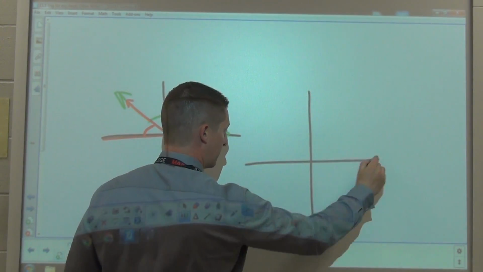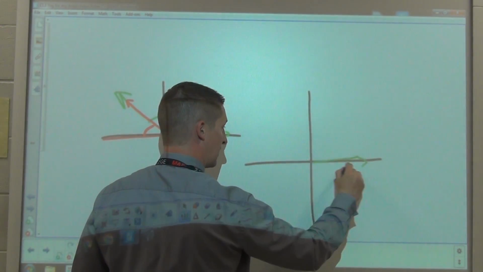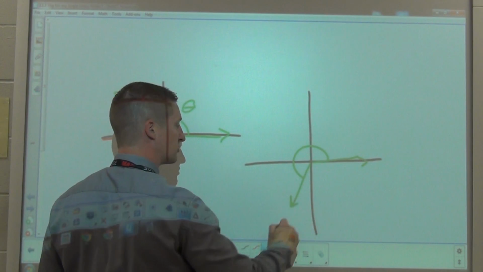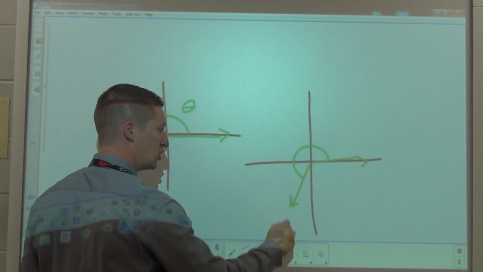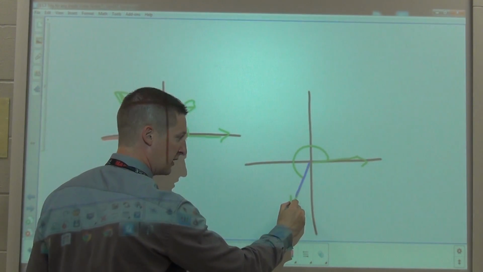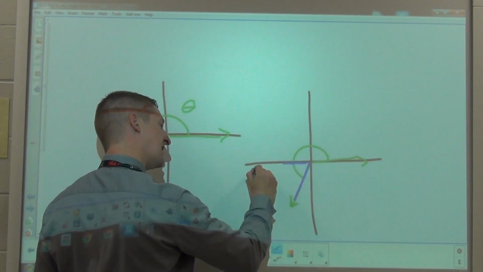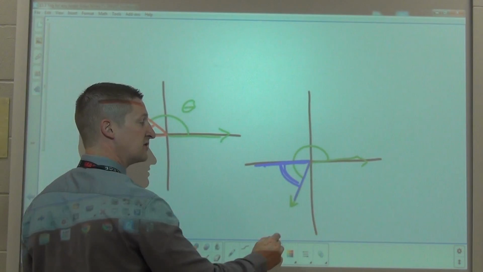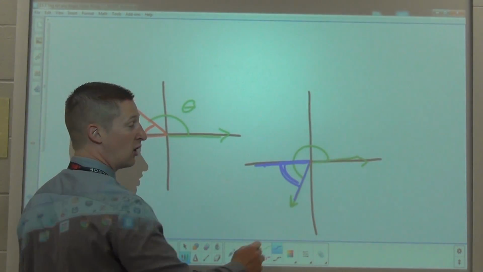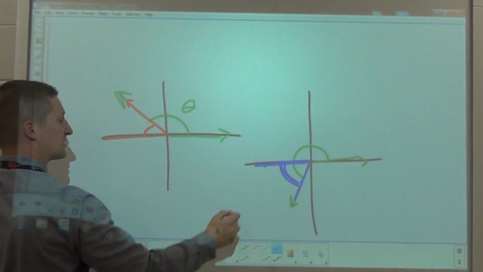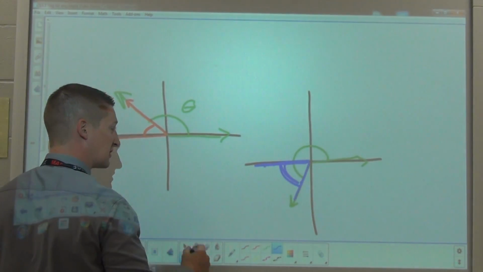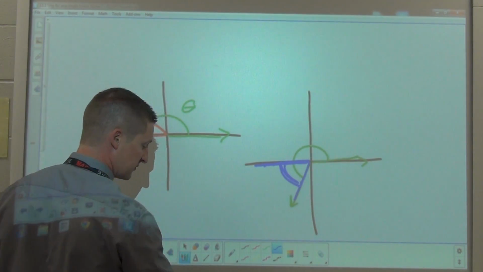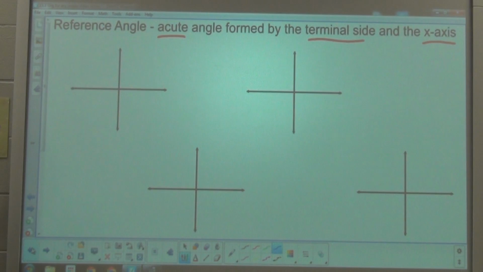Another quick example. Maybe I've got an angle that looks like so. So now the reference angle would be the acute angle formed by the terminal side and not the y-axis but the x-axis. So here would be the reference angle. It's a little bit different, but it's always acute, meaning less than 90, and it always involves the terminal side and the x-axis. Might be the positive x-axis, might be the negative x-axis. So back to this.